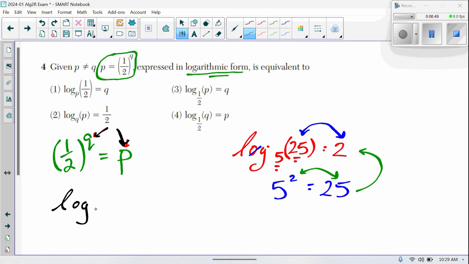So I've got log base 1/2 of P equals Q. And there you go. That's what I'm looking for. And that, my friends, is choice 3.